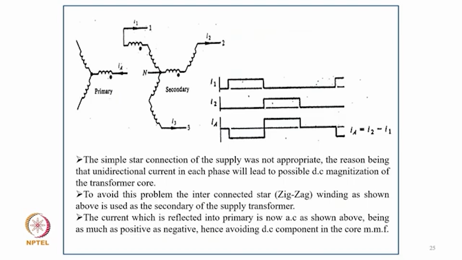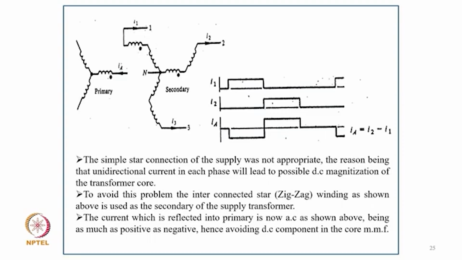And this is typically the connection corresponding to the zigzag connection, where you can see how the current gets reflected on the supply side. So the simple star connection of supply was not appropriate, the reason being that unidirectional current in each phase leads to possible DC magnetization of the transformer core.